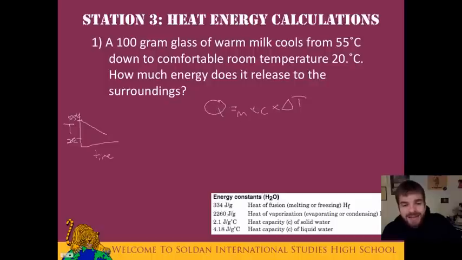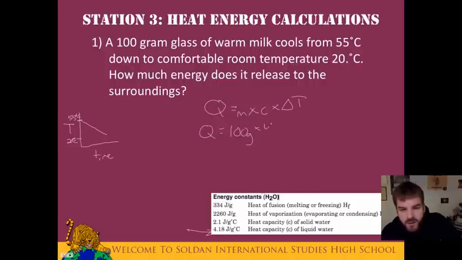Heat is equal to mass times specific heat times change in temperature. Well, our mass here is 100 grams, so Q is 100 grams. Now, to find our energy constant here, we need to think, okay, this milk is at 55 degrees Celsius. Milk, kind of similar to water, so because it's at 55, it's going to be a liquid. If it was above 100, it would be a gas, boiled milk, kind of smelly. If it was below 0, it would be a solid. But because it's between 55 and 20, it's going to be a liquid.